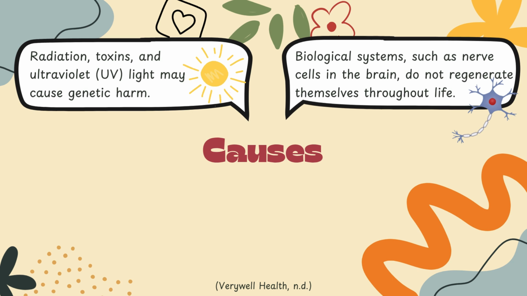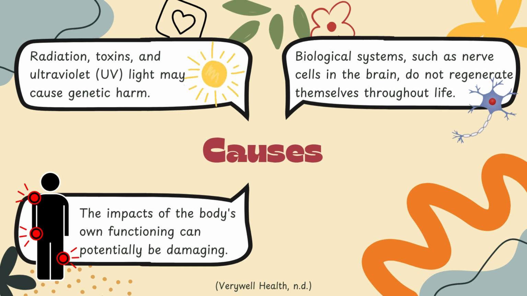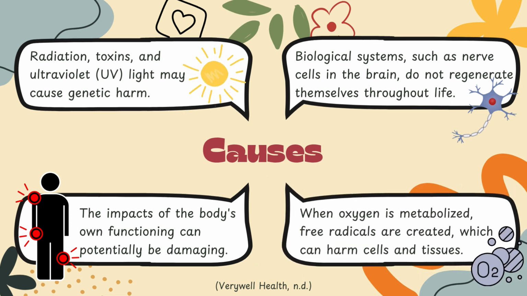Biological systems, such as nerve cells in the brain, do not regenerate themselves throughout life. The impacts of the body's own functioning can potentially be damaging. And lastly, when oxygen is metabolized, free radicals are created which can harm cells and tissues.